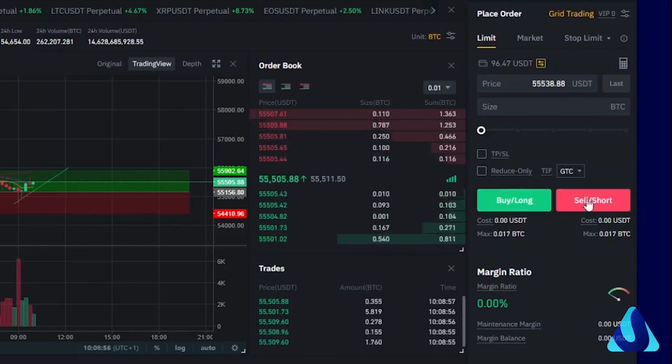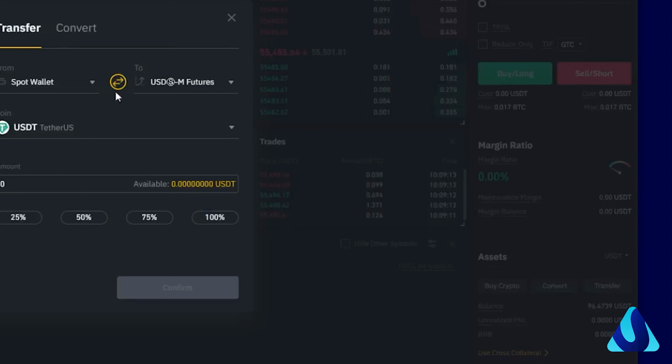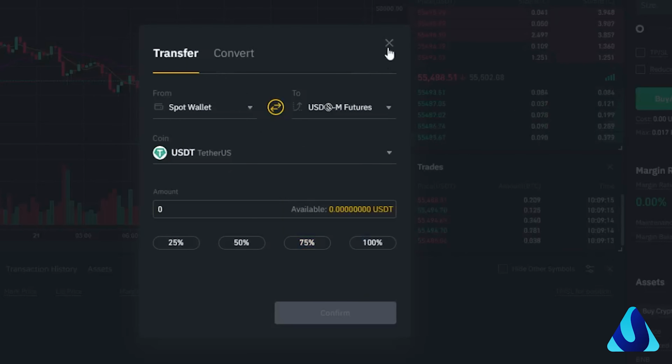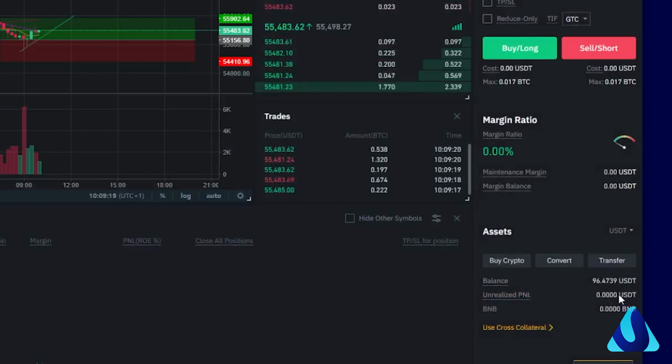Then we've got buy long, sell short. So this is where you would click on either button depending on where you think the market is going. Your margin ratio kind of gives you an idea of the margin on your current trade. And then down at the bottom, you can buy crypto, convert, transfer. So again, you could click here and this would do the same thing in terms of transferring to your wallet. You can see your balance, current unrealized P&L, and that's just the Binance coin. But these areas here are good for when you're in your trade. You can kind of see overall what that is.